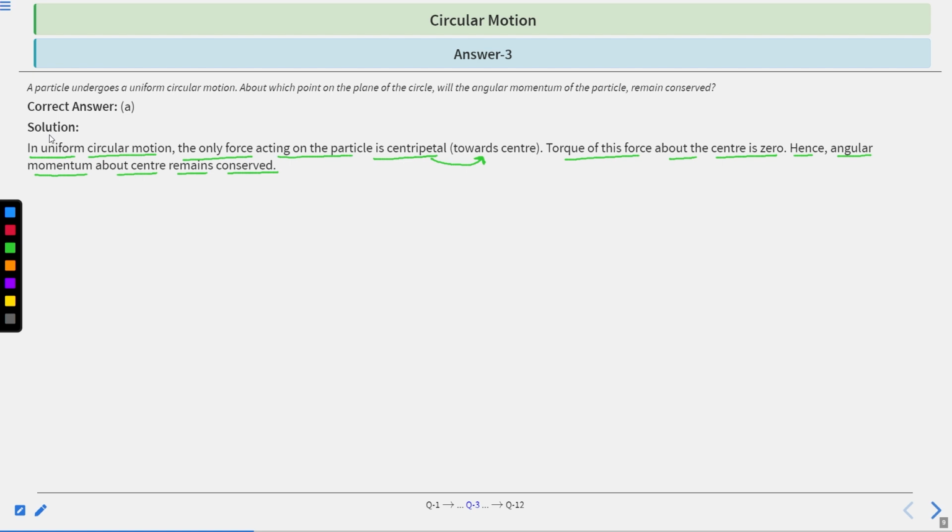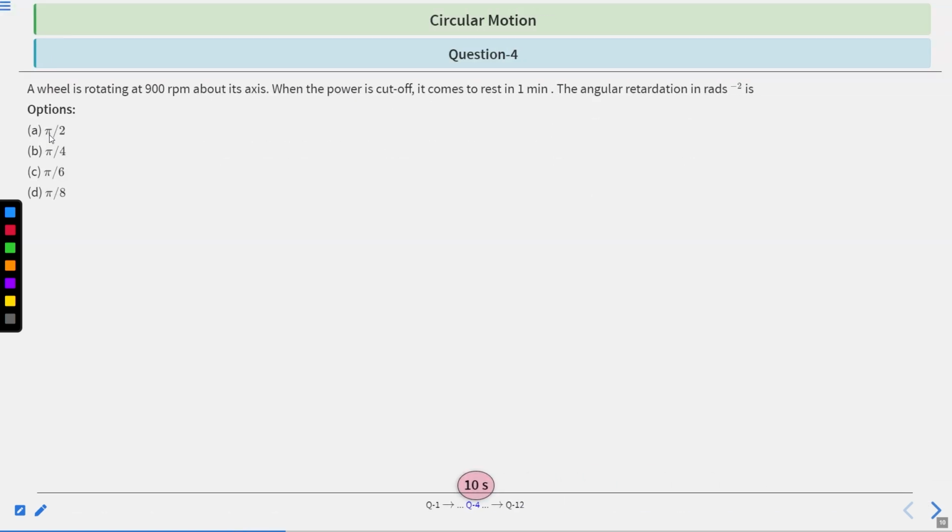Next question. Question 4. A wheel is rotating at 900 rpm about its axis. When the power is cut off, it comes to rest in 1 minute.